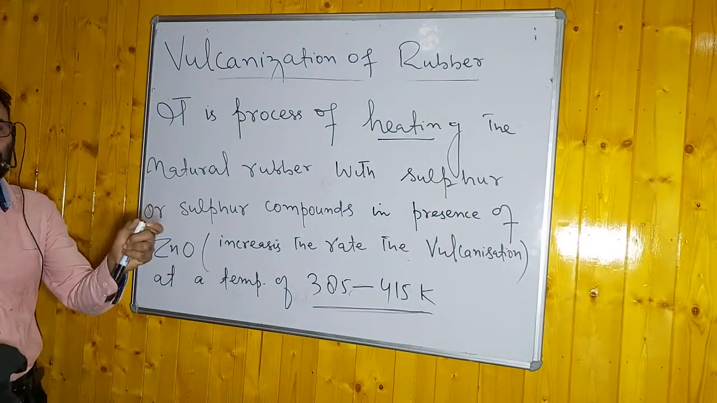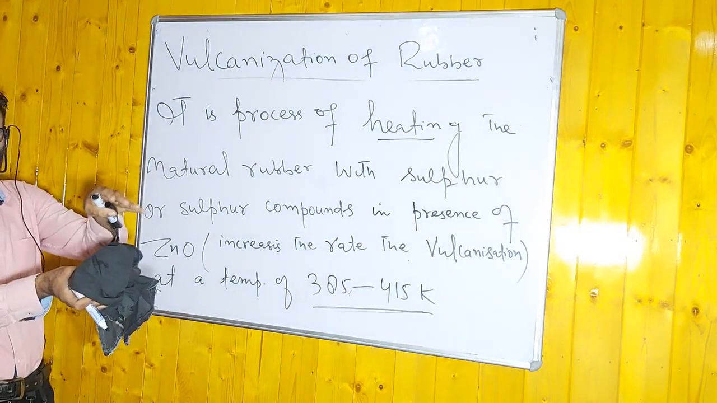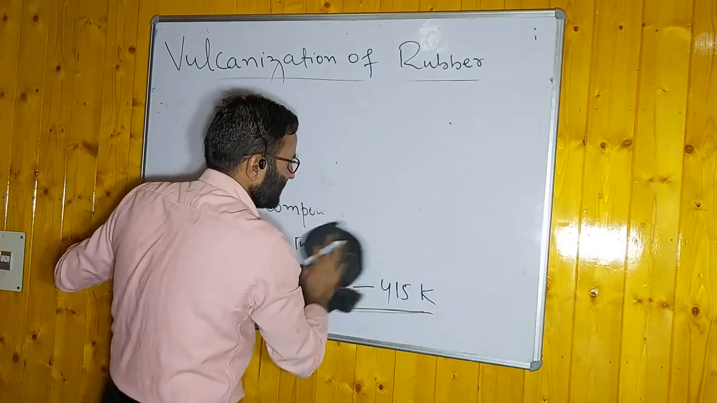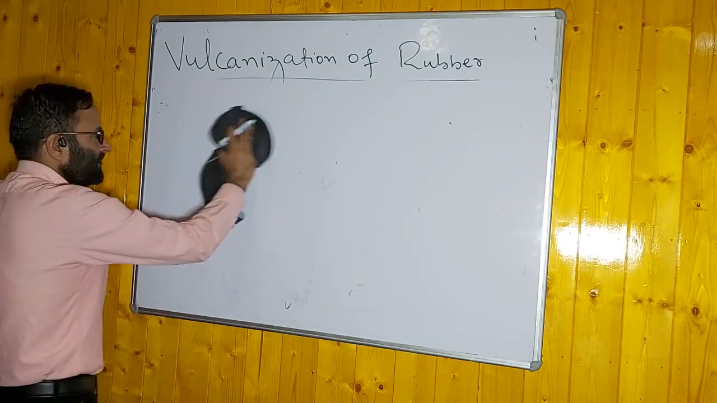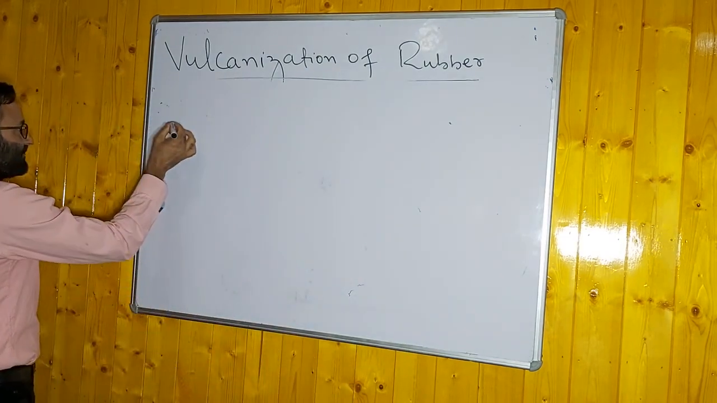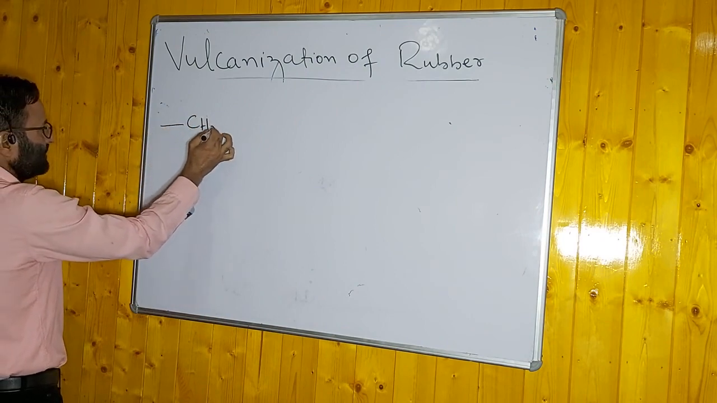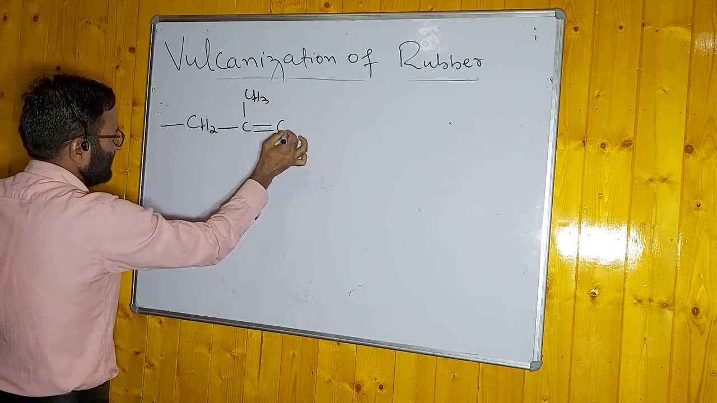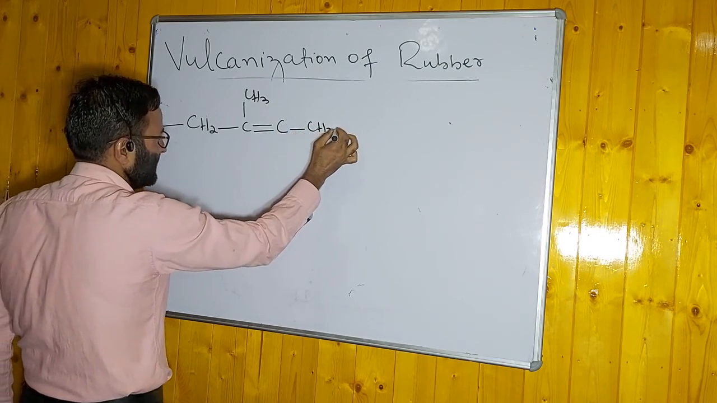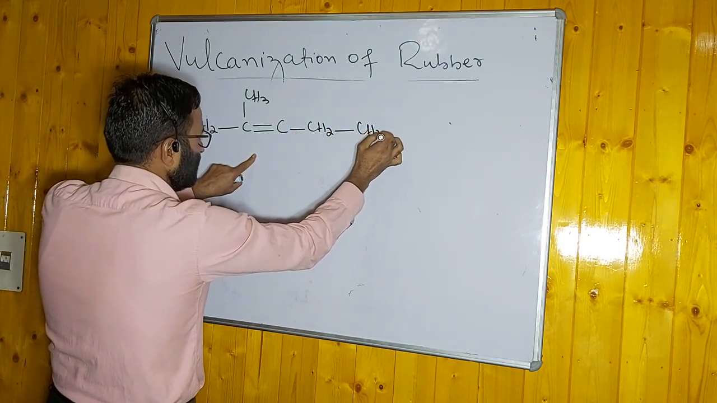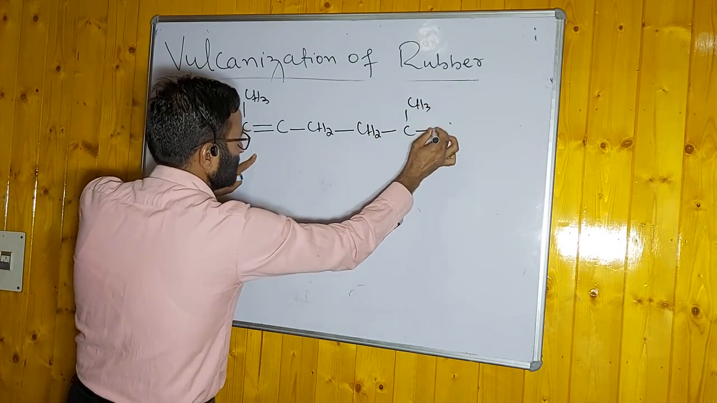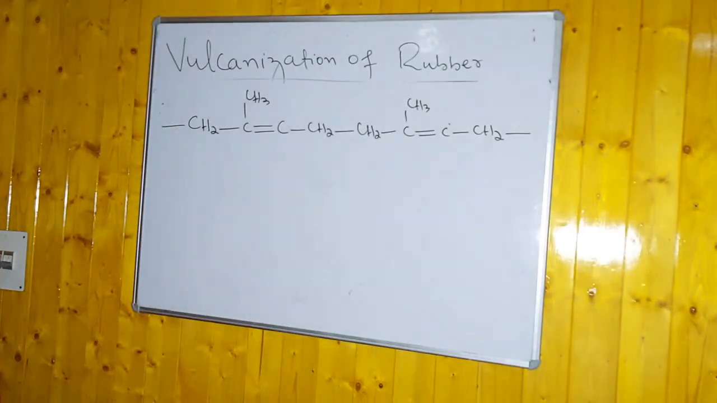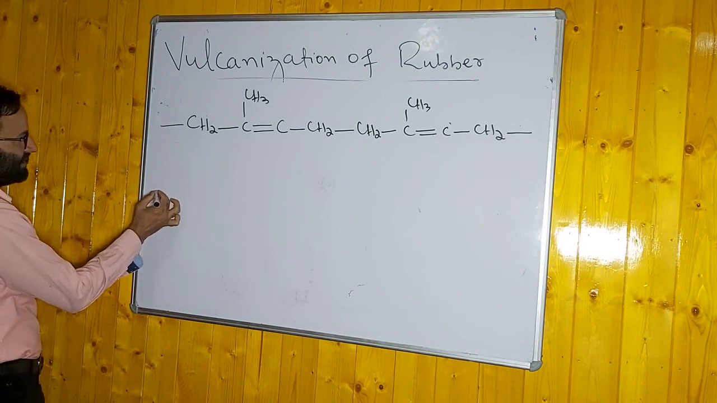Now we will see what happens during the vulcanization. During vulcanization, sulfur bridges are formed between the polymeric chains. I will draw a diagram to understand this. This is the natural rubber: CH2, then it will be repeated, CH2, CH3, double bond C, CH2. This is one polymeric chain. Let us say we have another polymeric chain.